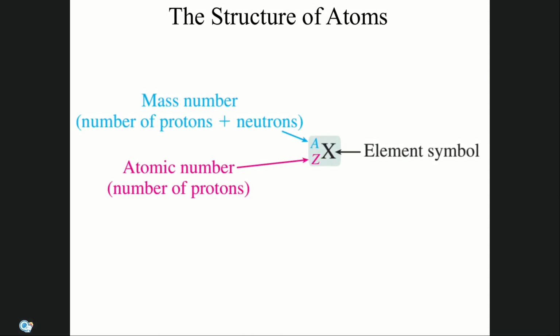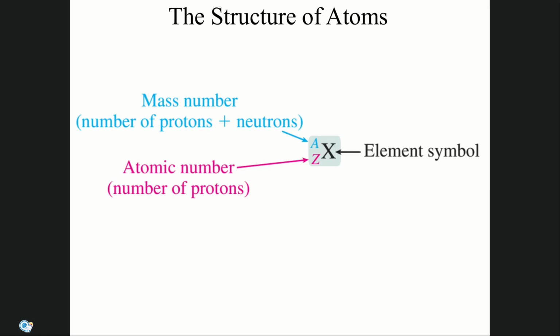Elements differ from one another according to the number of protons in their atoms' nuclei, a value called the element's atomic number, or letter Z. That is, all atoms of a given element contain the same number of protons in their nuclei. All hydrogen atoms, atomic number 1, have 1 proton. All helium atoms have atomic number 2, have 2 protons. All carbon atoms, atomic number 6, have 6 protons, and so on.